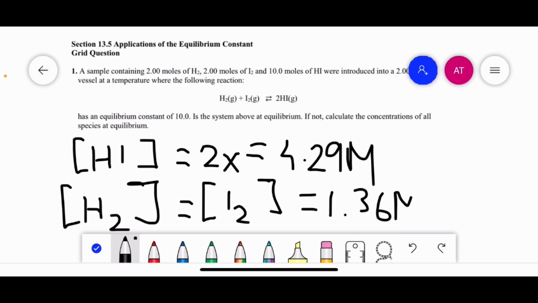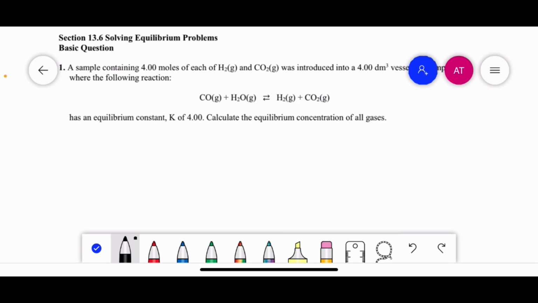Now this question says that a sample containing 4 moles of each H2 and CO2 were introduced into a 4 decimeter cubed vessel where the following reaction proceeded and has an equilibrium constant of 4. Now they want us to calculate the equilibrium concentration of all gases. So I'll give you guys a bit to solve.